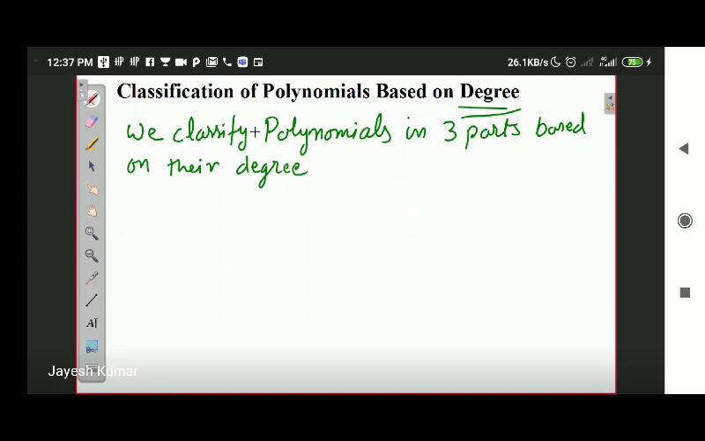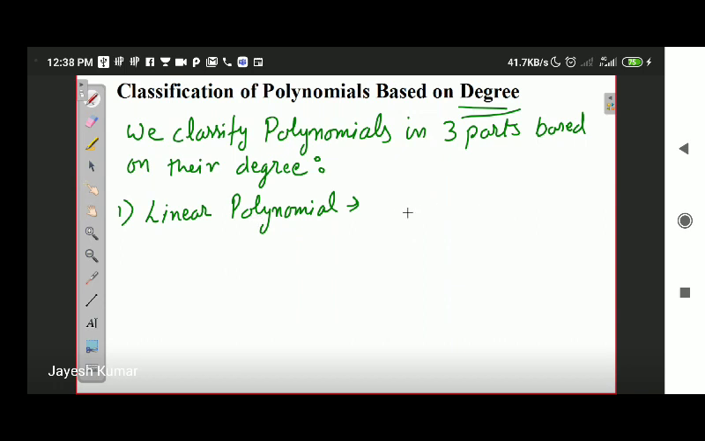Okay, we classify polynomials in 3 parts based on their degree. First one is linear polynomial. When the degree of a polynomial is 1, then it is called linear polynomial.